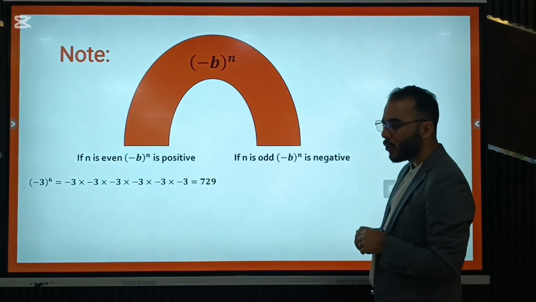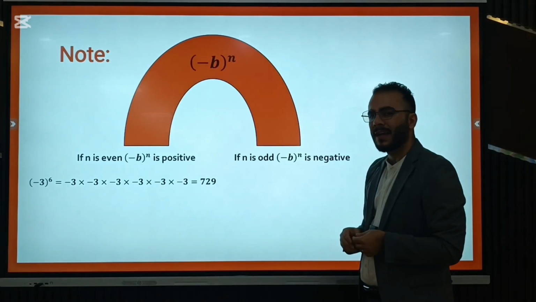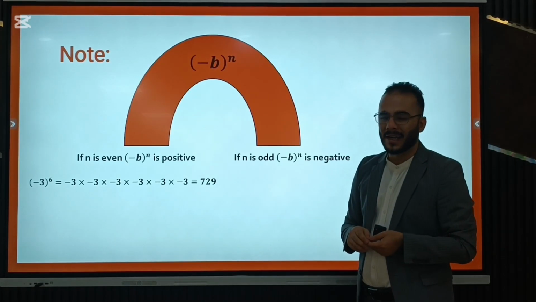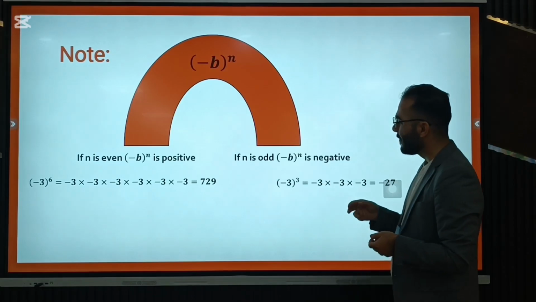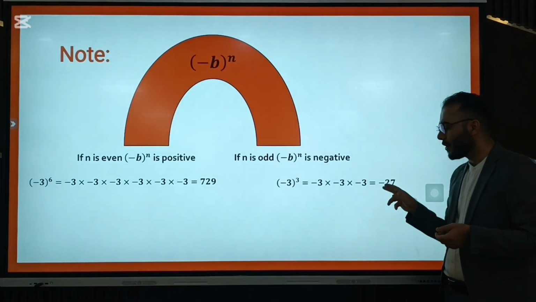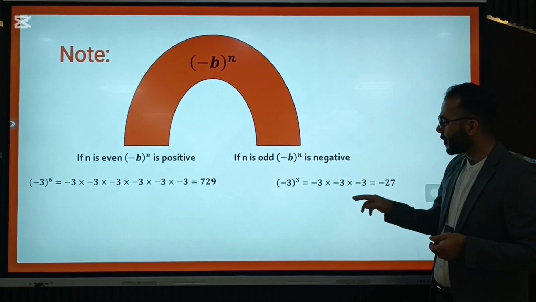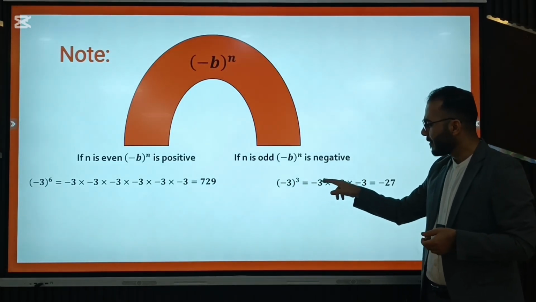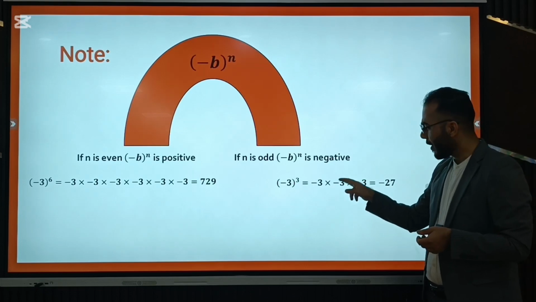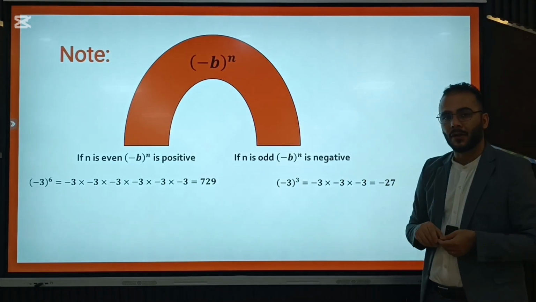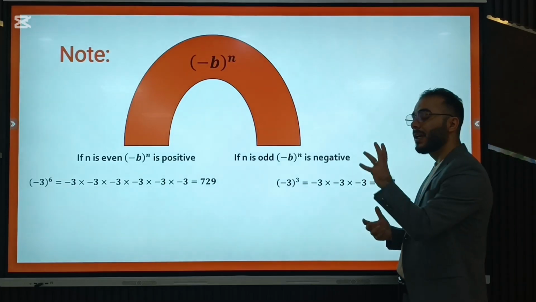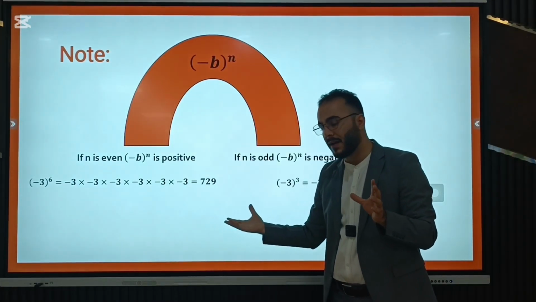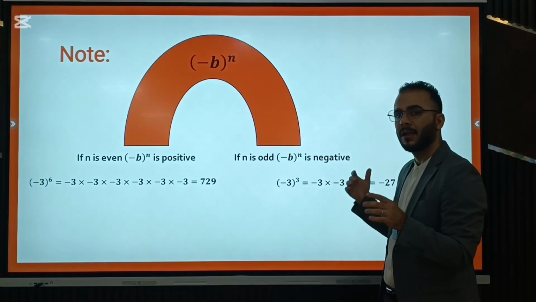On the other side of the story, we have this. If n is odd, which is negative b powered by an odd number, the result is going to be negative. For example, if we have negative 3 powered by 3, the result is negative 27. Let's analyze it. Negative 3 multiplied by itself: negative times negative, positive; positive times negative, negative. Therefore, we can conclude that if n is even, the result is positive. If n is odd, the result is negative.